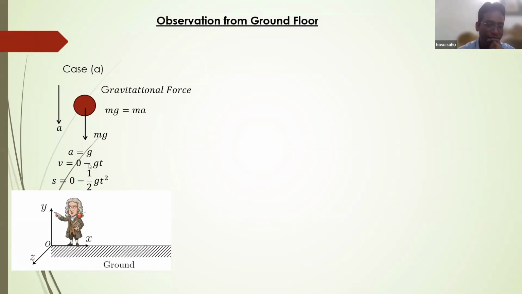Why have I chosen a negative sign here? Because I have chosen the direction of y as upward. That means s is equal to minus h. Why have I taken minus h? Because the ball is coming down and the positive direction of y is upward. That's why I have chosen minus, and h is the height of the ball from the floor. If I put this minus h here, I will get how much time it will take to hit the floor. This is the explanation given by the ground frame for case A.